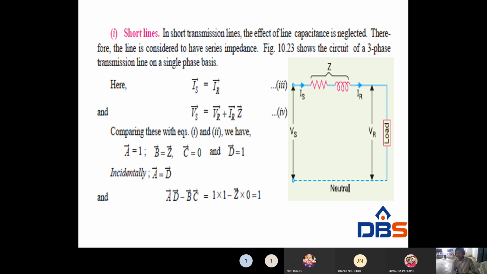And also for 2 marks: write the ABCD constants of a short transmission line. A equal to 1, D equal to 1, B is equal to Z, the impedance, C is equal to 0. Why? Because if this capacitance is there, a C value is there. There is no capacitance, which means C is 0.